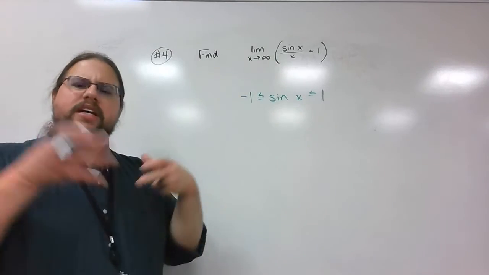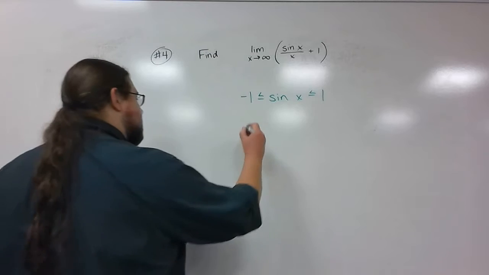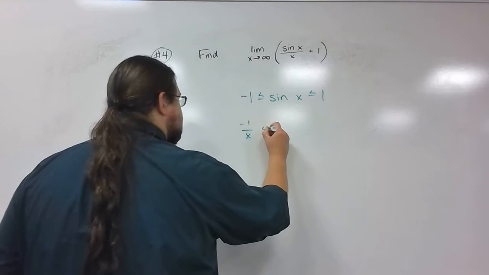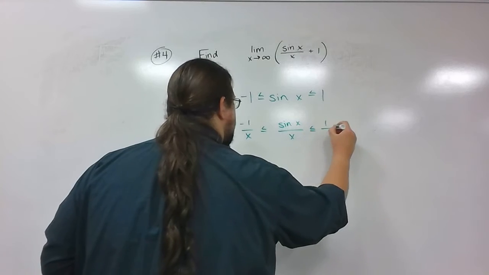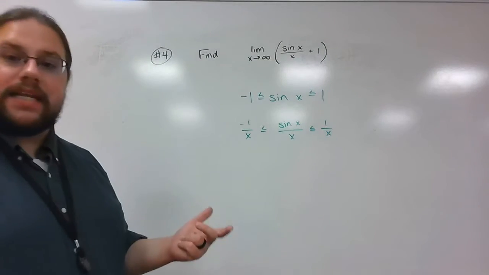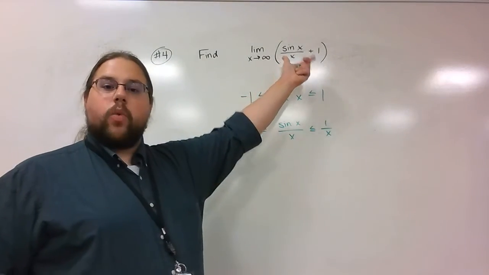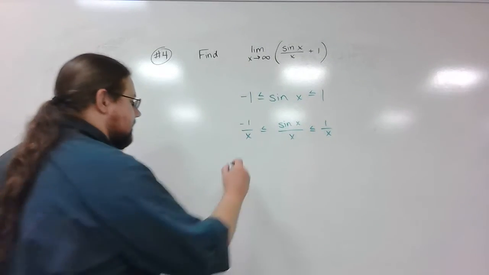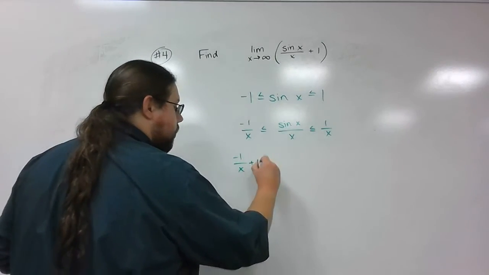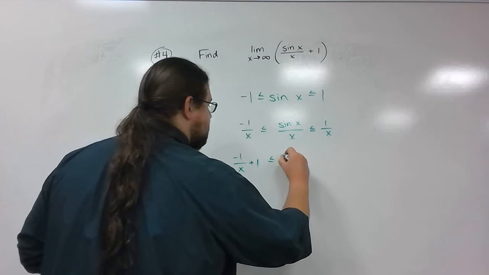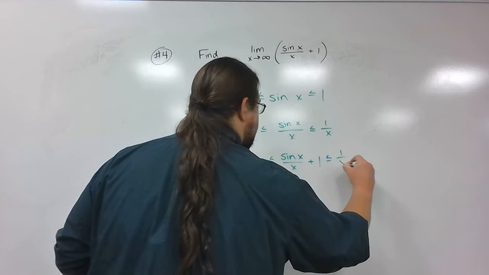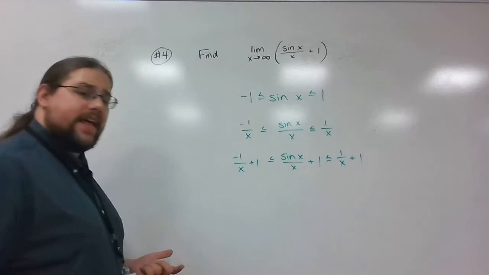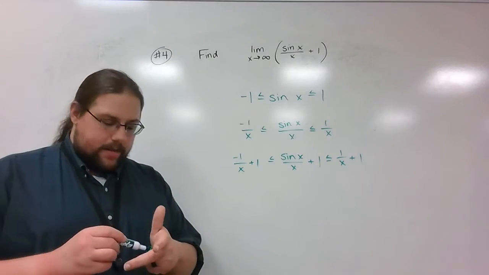So the first thing I'm going to do is divide everything by x. So I'm going to take -1 over x is less than or equal to sine of x over x is less than or equal to 1 over x. Now, the other thing I need to do is add 1. Okay, so here I go. I'm going to take -1 over x plus 1 is less than or equal to sine of x over x plus 1 is less than or equal to 1 over x plus 1. Now that I've got that down, I can start worrying about these limits.